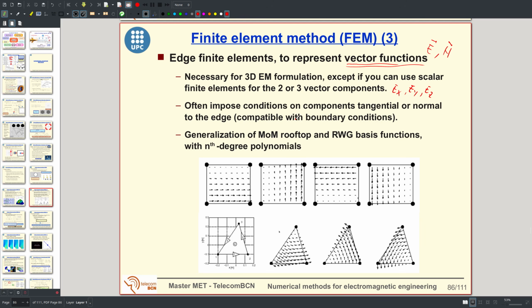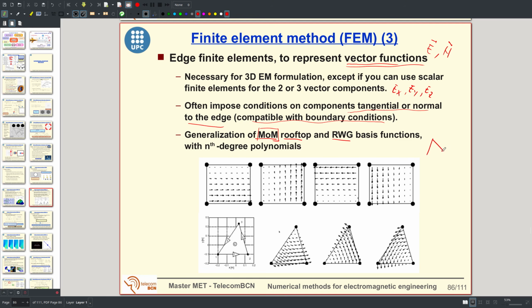Or instead, we can define vector finite elements that often impose some conditions on the components tangential or normal to the edge, conditions that are compatible with boundary conditions. In fact, these vector finite elements are a generalization of the rooftop and Rao-Wilton-Glisson basis functions that were introduced in the context of method of moments.